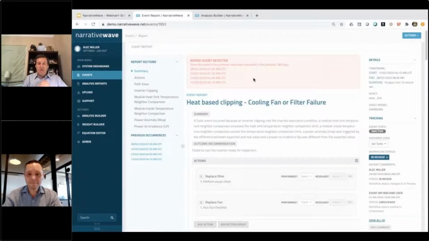So we're here inside the NarrativeWave solution, and we want to show you an example of what an actionable outcome looks like when you've created it, and what the different components of it are. The first thing you can see here is the result of an analytic. This happens to be an analytic about solar. And you can see it's not saying something simple, as Johnny mentioned, like a temperature threshold was crossed. It's saying something very valuable, that it sees heat-based clipping and a cooling fan or a filter failure. So it's doing a diagnostic here and coming to a specific conclusion that can actually include specific recommended actions.